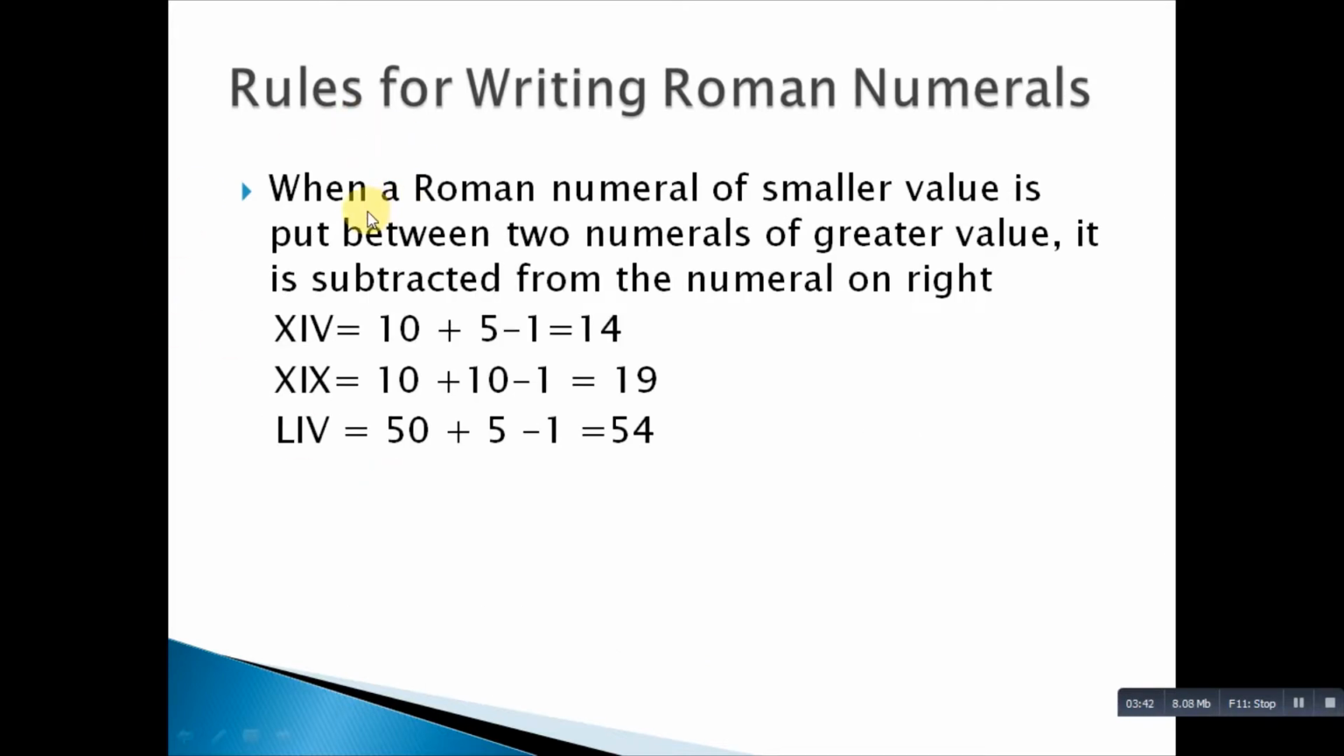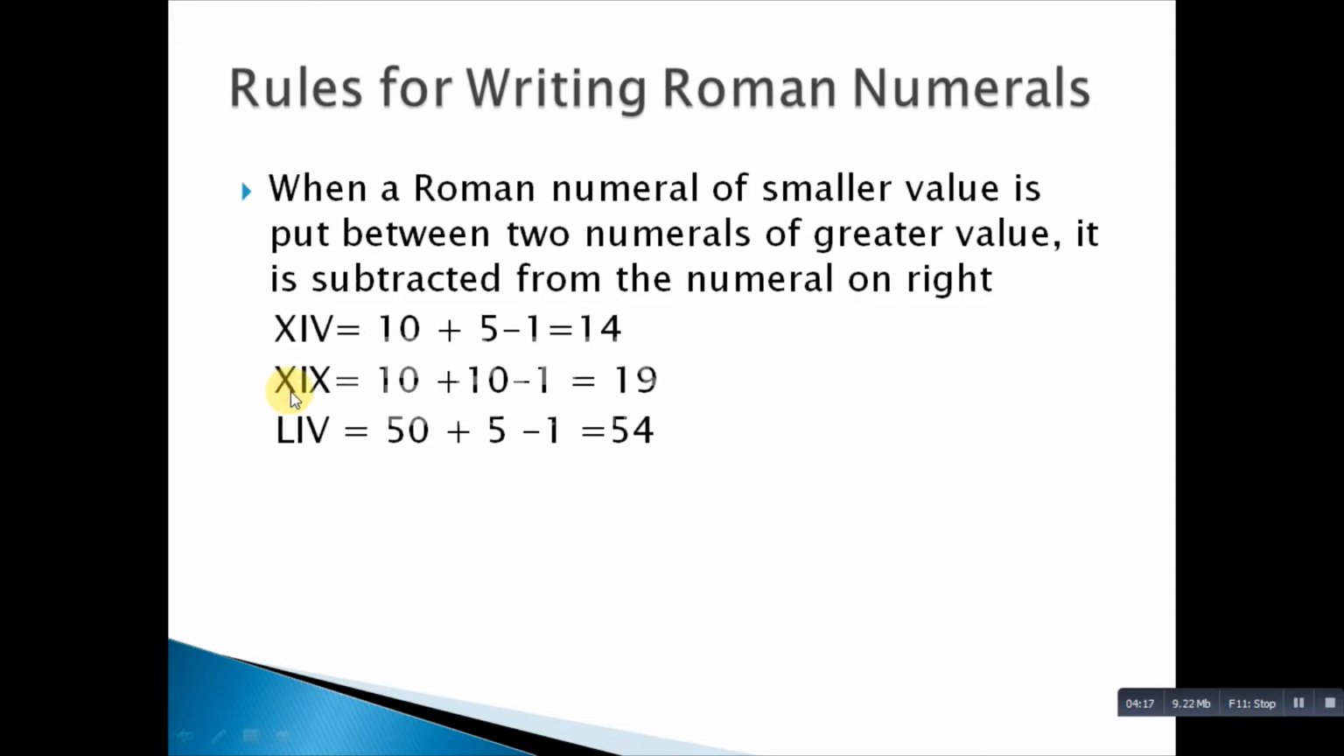When a Roman numeral of smaller value is put between two numerals of greater value, it is subtracted from the numeral on the right. Now you can see here that two greater values are there. Here it is X meaning 10 and V meaning 5. These are the two greater values, and in between a smaller value comes. It means the element that is placed on the right, from that we will be subtracting whatever we have placed in between. It means 10 plus 5 minus 1, that is 14.